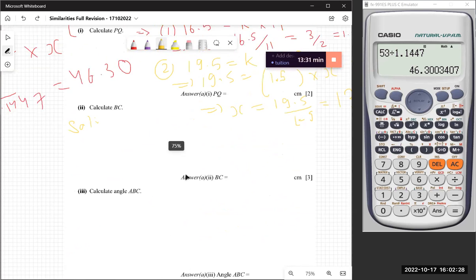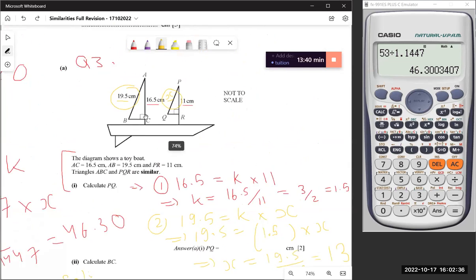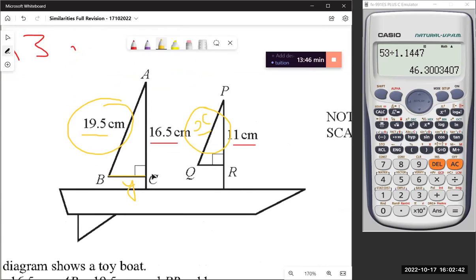Now, Rashid, work with me on the second question. Now, we have to find BC. Where is BC? BC is this guy, right? BC is perpendicular to QR. BC is right here. In this triangle ABC, we have BC as the base right here.